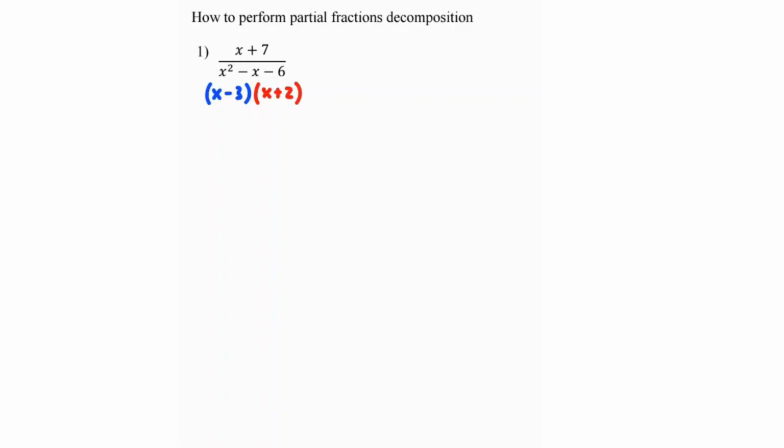So this means that we're going to have two fractions. One fraction with the denominator of x minus 3. Another fraction with the denominator of x plus 2. We don't know the numerator, so let's call it a and b. Now, we just need to solve for a and b, and we have our partial fraction decomposition.